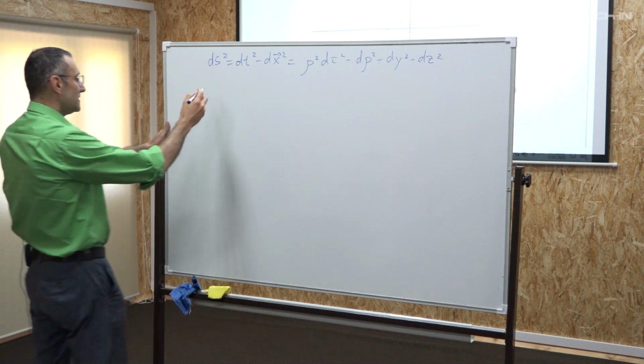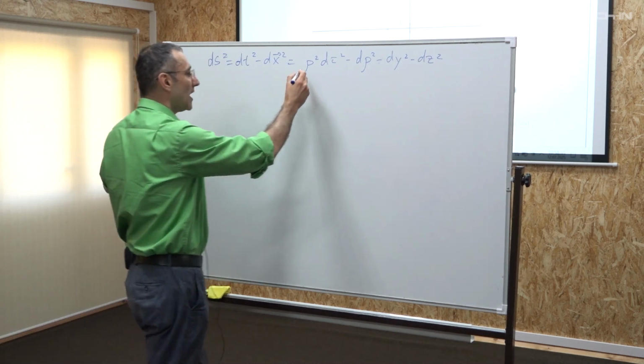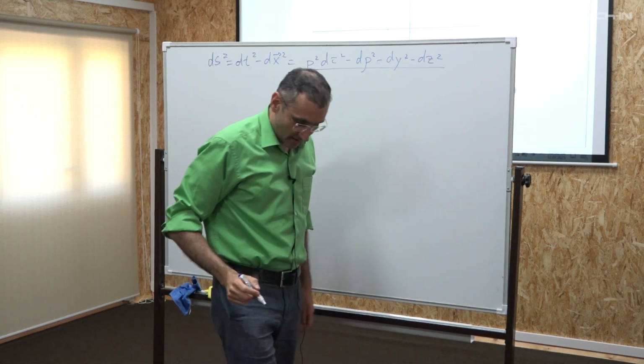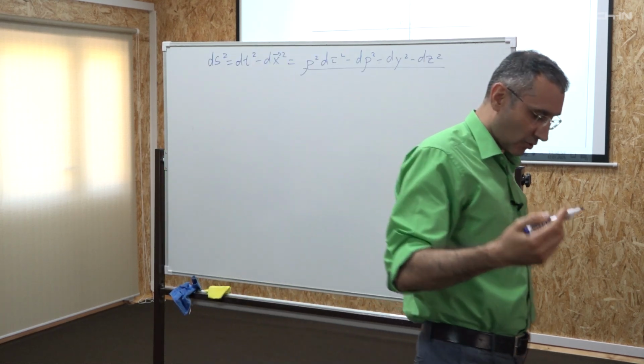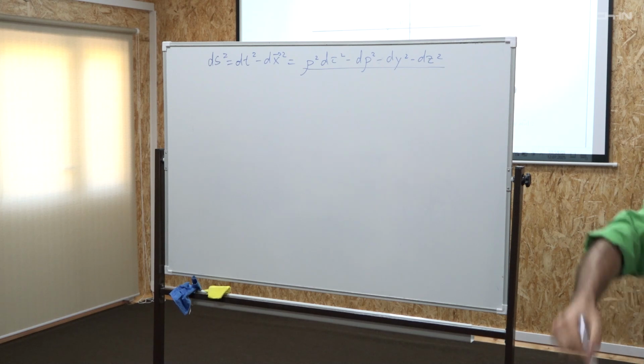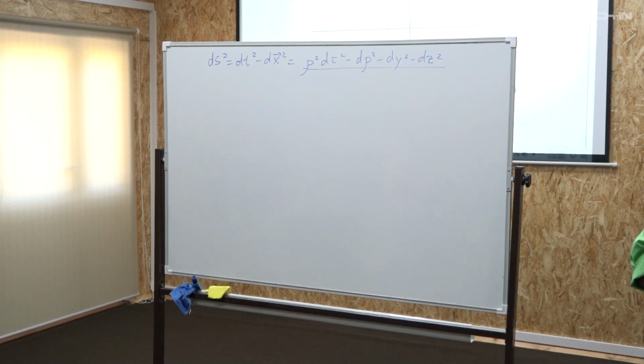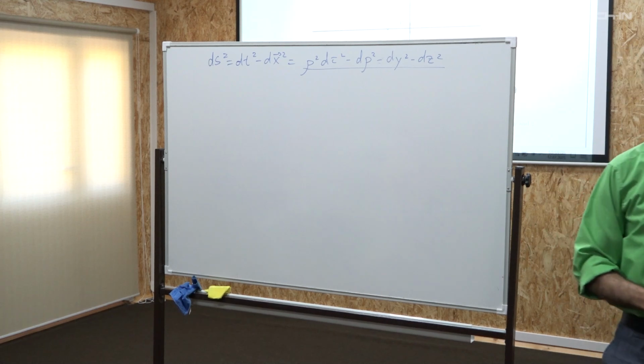First of all, why do I like this coordinate system? Well, on top of the fact that constant rho lines describe for me world lines of accelerative observers. So in this coordinate system, accelerative observers are static.